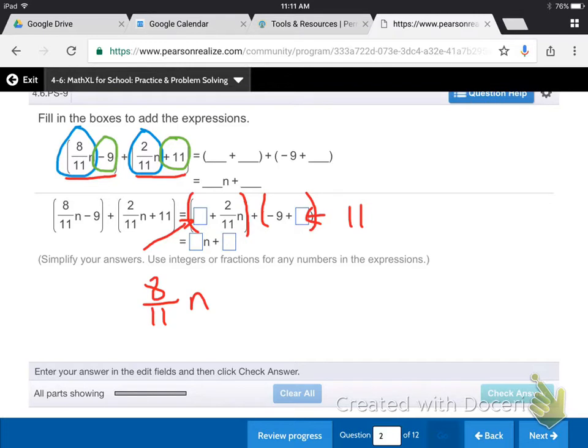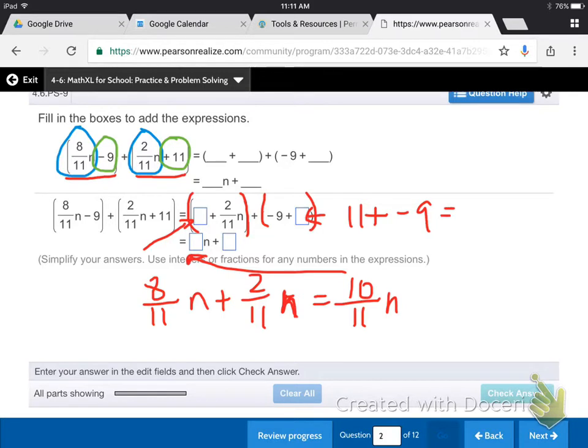Now if we add those terms together, what's 8 over 11n plus 2 over 11n? We're going to add the numerators, right? That's an n right there. And we're going to get 10. 8 plus 2 is 10 over 11n. That is going to go right there in that box. And then what do we get when we add negative 9 plus 11? It's 11 minus 9, right? So we add 11 plus negative 9, that's what we're doing right there, and that's 2. So the 2 goes right there. There, we got it.